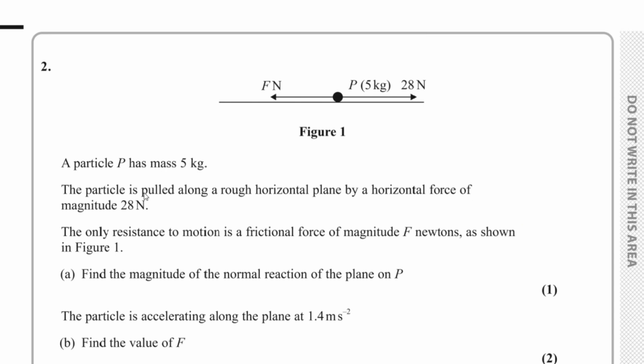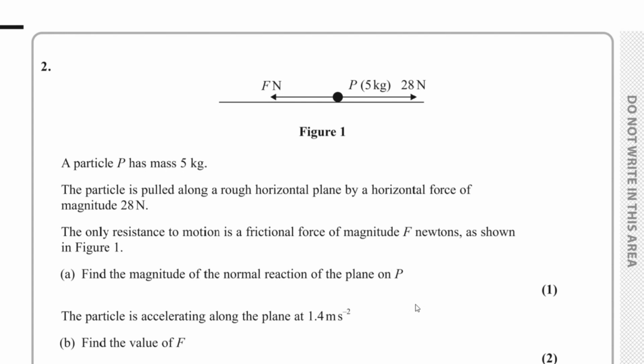Question number 2. A particle P has mass 5 kilograms. The particle is pulled along a rough horizontal plane by a horizontal force of magnitude 28 newtons. The only resistance to motion is a frictional force of magnitude F newtons, as shown in figure 1. For part A, we have to find the magnitude of the normal reaction of the plane on P.